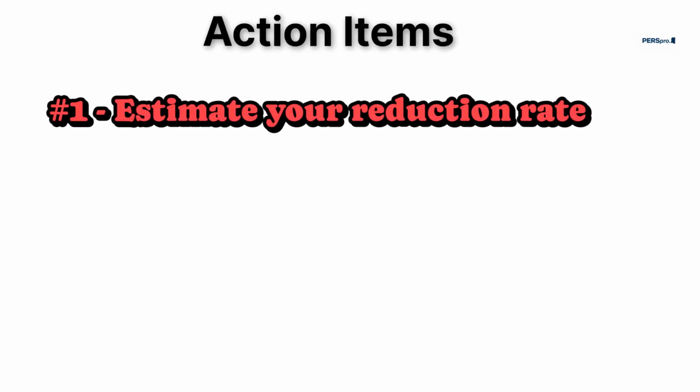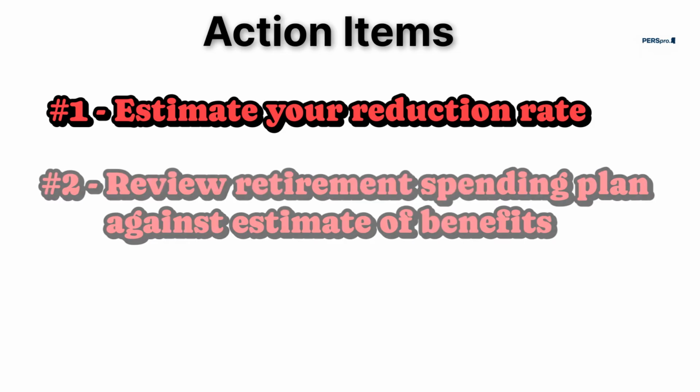If option 1 sounds like it could be a fit for you, here are your action items for today. 1. Estimate your account reduction rate. Look at your estimate of benefits. Divide your account balance by your life expectancy to estimate how much of your account balance will be reduced each year, to give yourself an idea of what the potential refund to a beneficiary might be in any given year if you pass early.